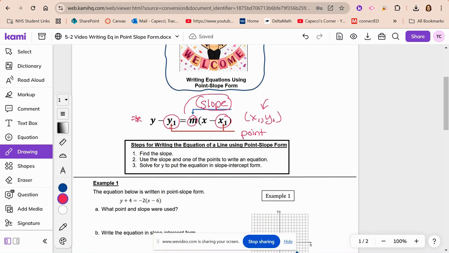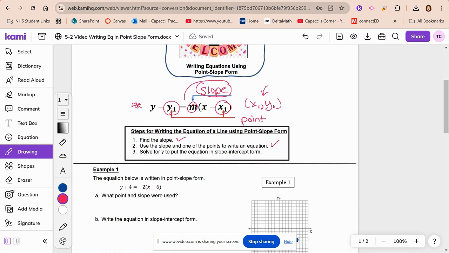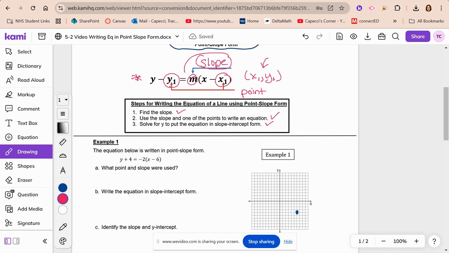Okay, so the first thing we're going to do is find the slope if it's not given to us. Then we're going to use the slope and one of the points to write an equation. And then we're going to solve for y to put the equation in slope-intercept form. All right, so let's get started.